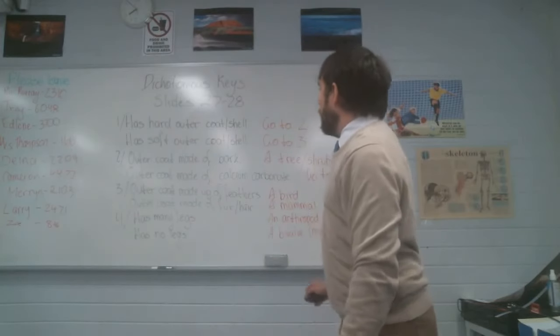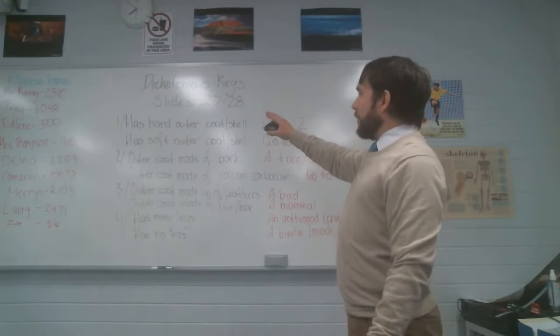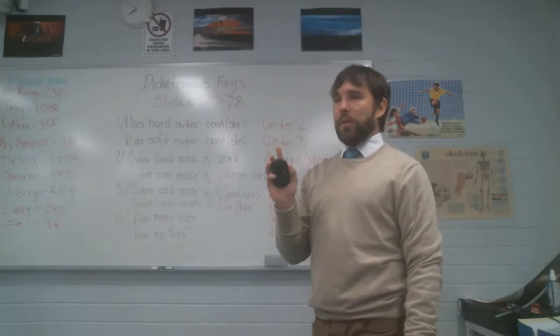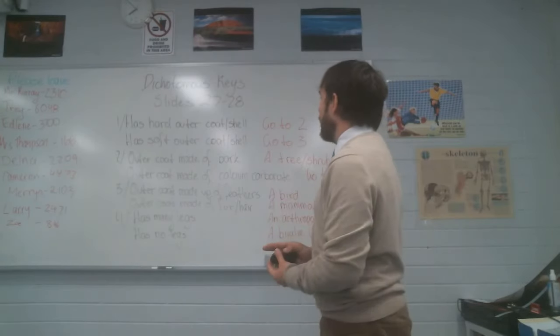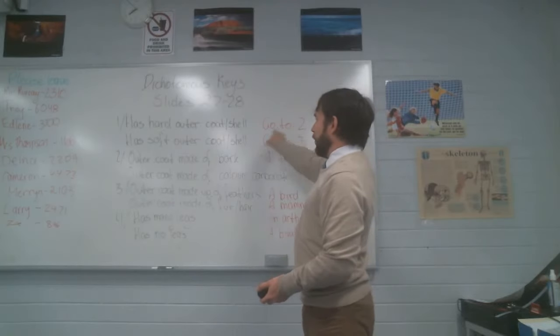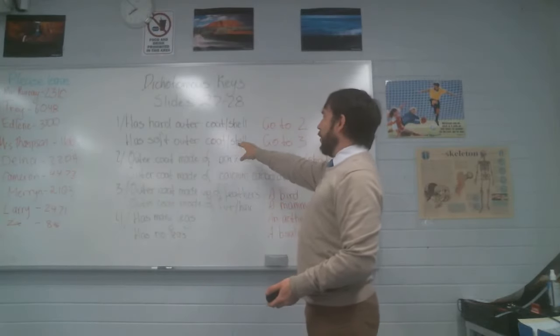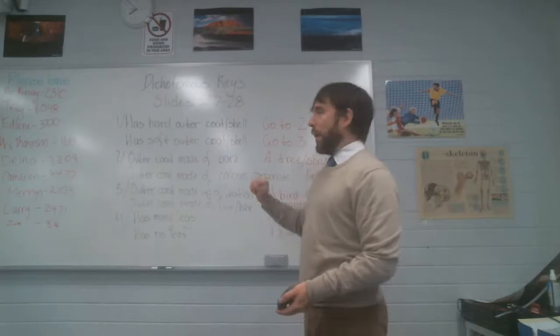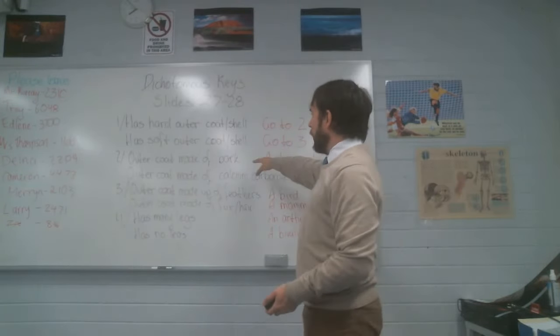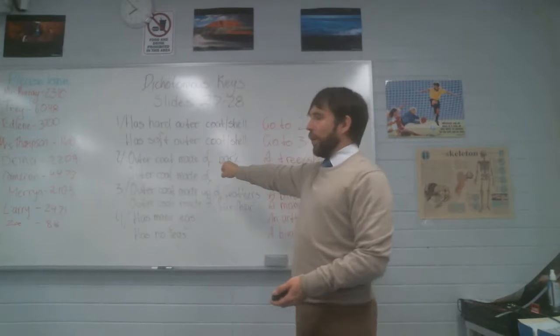So here we have our dichotomous key, and you can see it says it has a hard outer shell. So this is our first question. Does the organism have a hard outer coat or outer shell? If it does, then we go to question 2. If it has a soft outer coat or shell, we go to question 3. So let's say that it does have a hard outer coat or a hard outer shell. We go to question 2. Is the outer coat made of bark?